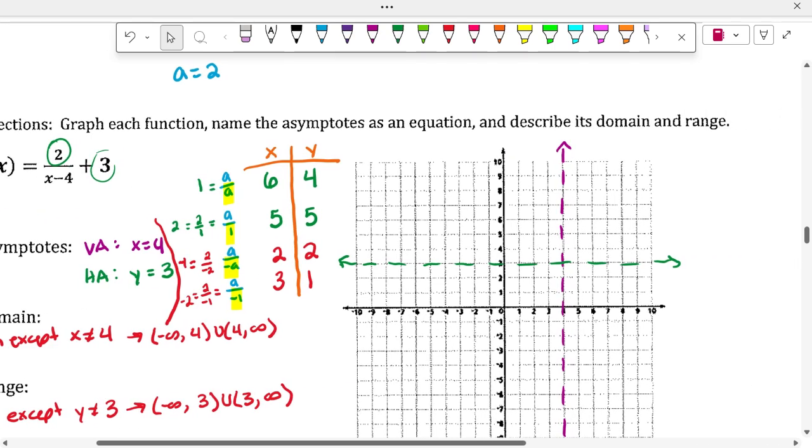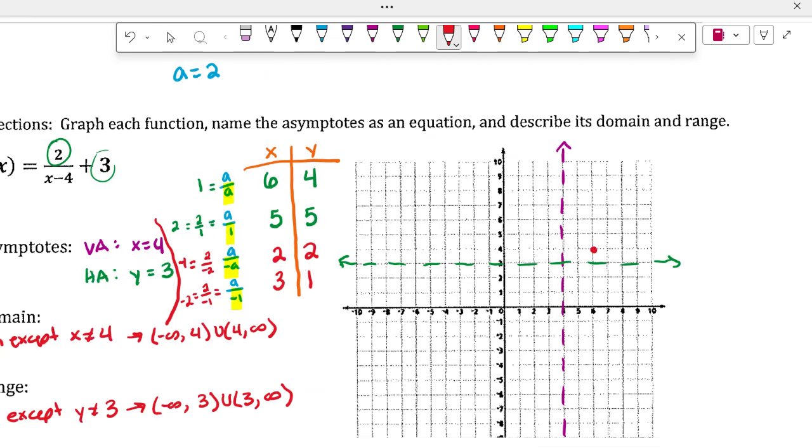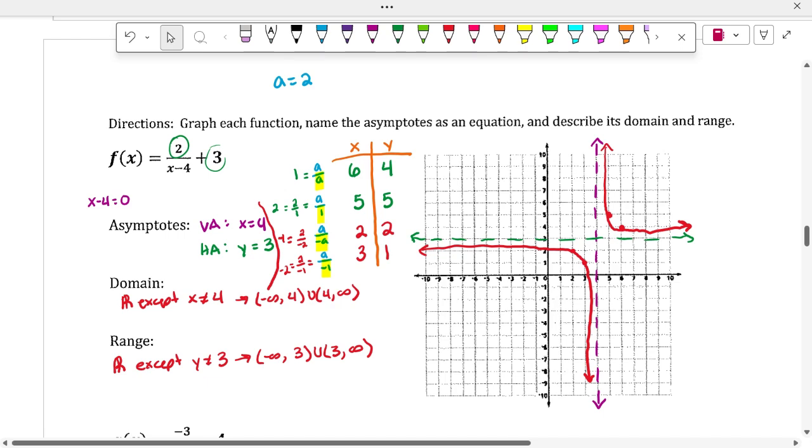So if I plot it, I have 6, 4. So here, 5, 5, 2, 2, and 3, 1. And then you just draw it so that it goes through these points. It just gives you an idea of where your corners are. All right, that's what I mean by that.